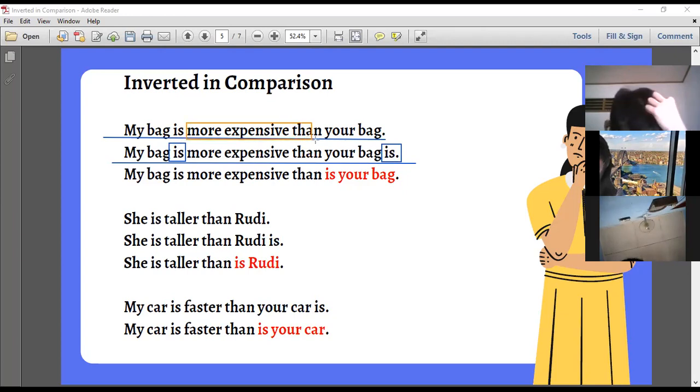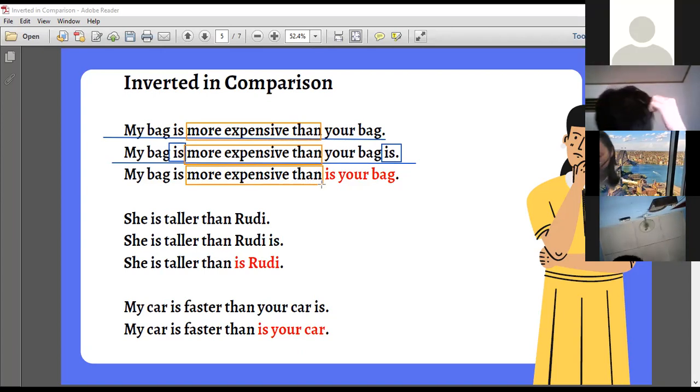This is the comparison, more expensive than, and then this is also the comparison. So if you want to use a verb after the comparison, you have to make sure that what comes before the comparison is what comes after the comparison itself. Since we use is here, because both of them are actually present, and the subject for this one is singular.